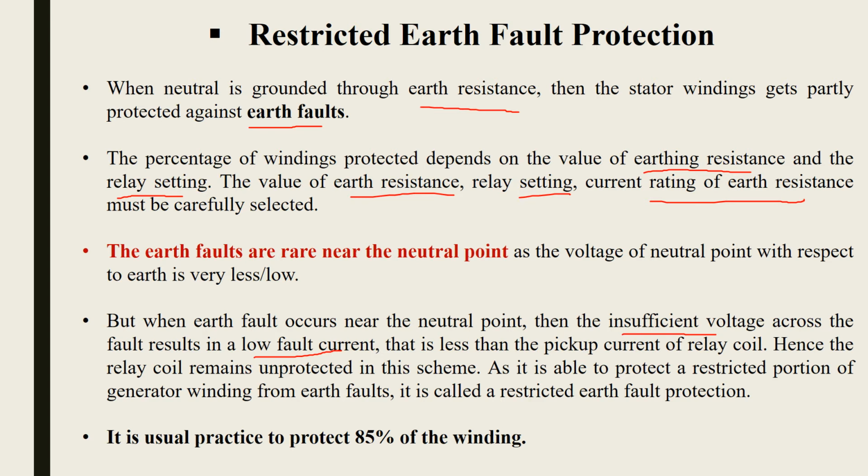We generally prefer that 85% of the windings get protected, whereas 15% of the windings remain unprotected. This is the general practice we adopt.